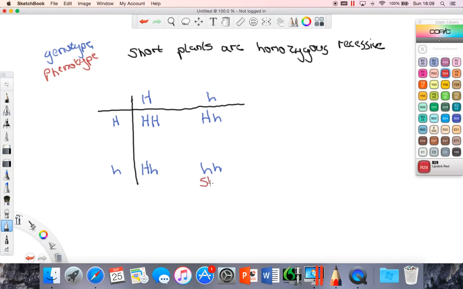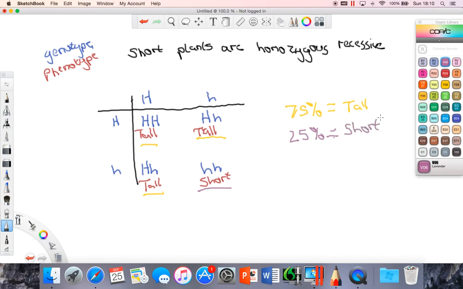So if we look here, the phenotype for this one would be short, whereas all the others would be tall because they all have this dominant gene, which sort of counteracts any effects of the recessive one they have. So from this we can predict that we would expect 75% of any population to be tall, because we've got 1, 2, 3 that are tall out of 4, that is 75%. Whereas the remaining 25% would be short. So 25% of the plants would be short.